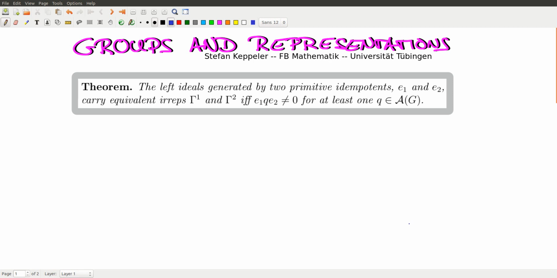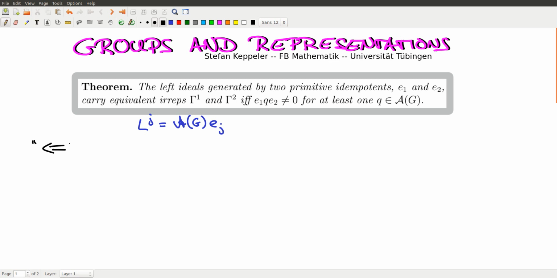Here's a criterion for when two left ideals generated by two primitive idempotents E1 and E2 carry equivalent irreps. Namely, if this product E1 Q E2 is non-zero for at least one Q in the group algebra. Okay, let's call the left ideals Lj. So we get them by taking the group algebra and multiplying with Ej on the right.